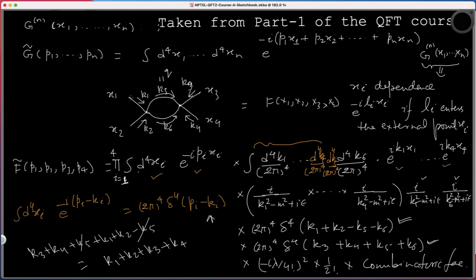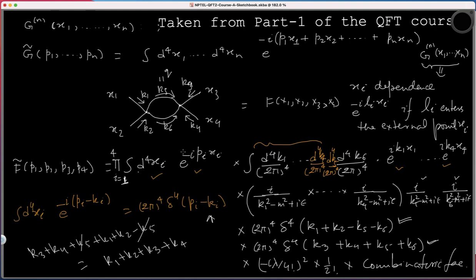And at each external point, you include a factor e to the minus i times the momentum that enters into that external vertex times x_i. So here, minus k1 is entering into x1. So that's why you have e to the plus i k1 x1, because the sign gets reversed. And then you have propagators, a momentum conserving delta function at each vertex, and all these factors. Okay, and let's see what happens then.